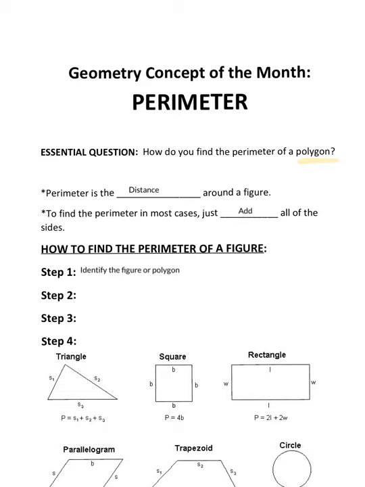Each polygon will have separate formulas based on the type of shape it is. Step number 3, we would like to go ahead and add up all the sides. And then finally, we want to make sure that we evaluate or solve what we're looking for.